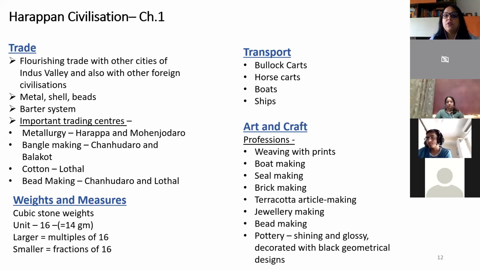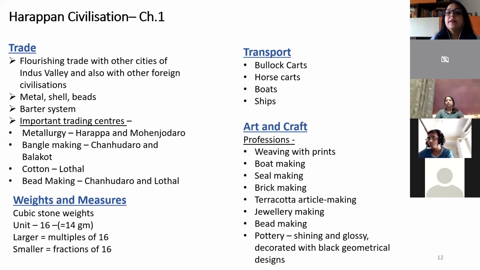So some people's occupation was boat making. Some people's occupation was making seals. And some people's occupation was brick making, because bricks were used to make houses, everything. Then terracotta article making. We have seen so many toys were made with terracotta. Not only utensils, jewelry. Terracotta was used for, that is mud. The terracotta is red mud.